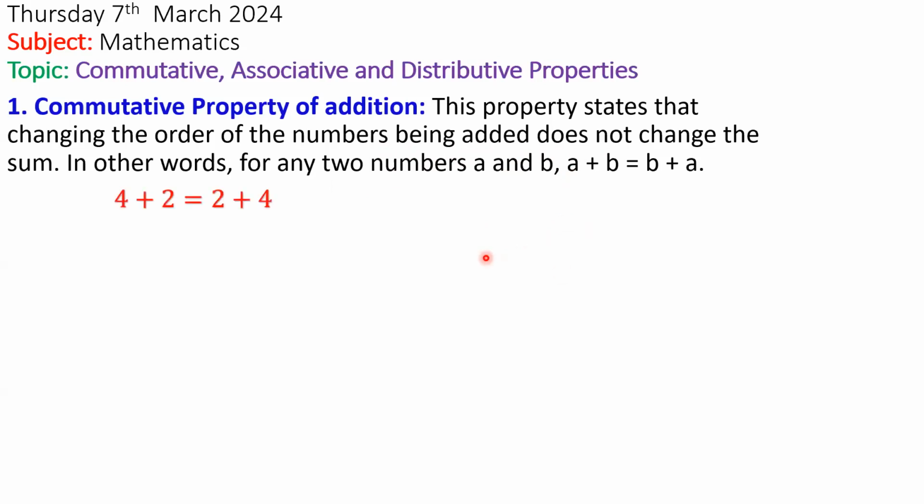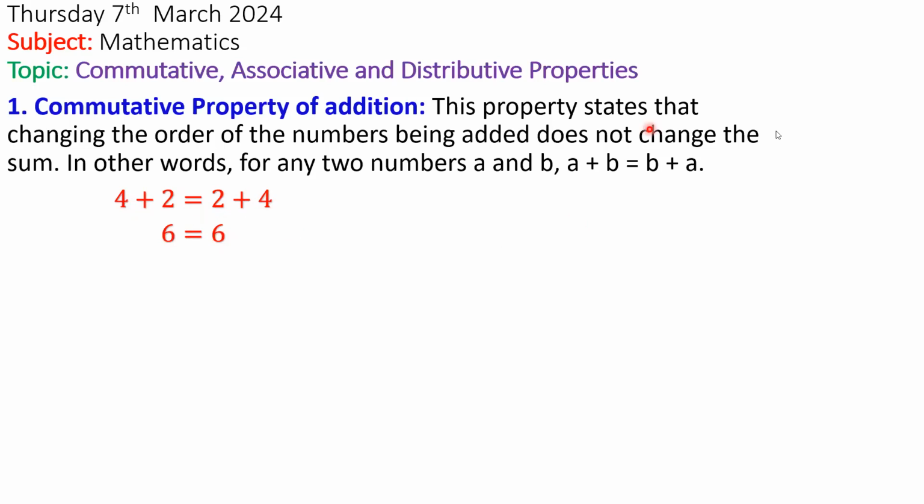So let's look at this example. What is 4 plus 2? 6. Now, listen carefully. What is 2 plus 4? 6. 2 plus 4 is also 6. So that means the two of them are equal. It doesn't matter if I write 4 plus 2 or 2 plus 4, it still will give us 6.